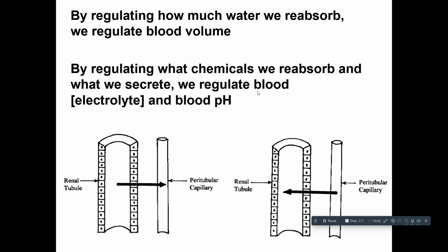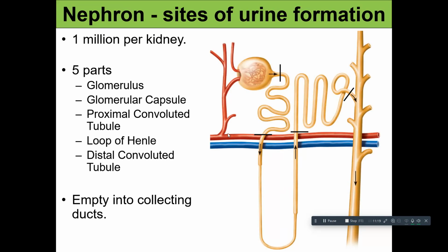So if we regulate what chemicals we reabsorb and secrete, and to what degree, we're going to regulate our blood chemistry, our blood electrolyte concentration, as well as our blood pH. This is the main way in which the kidneys are going to affect homeostasis of the blood and thereby homeostasis of the body.